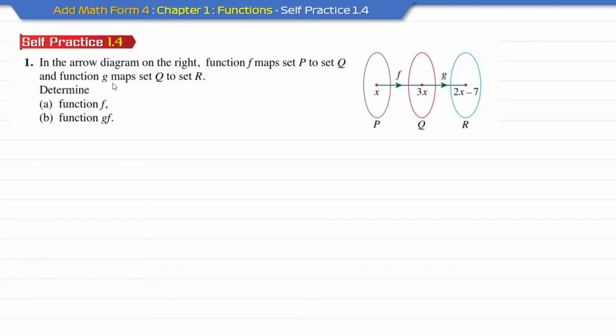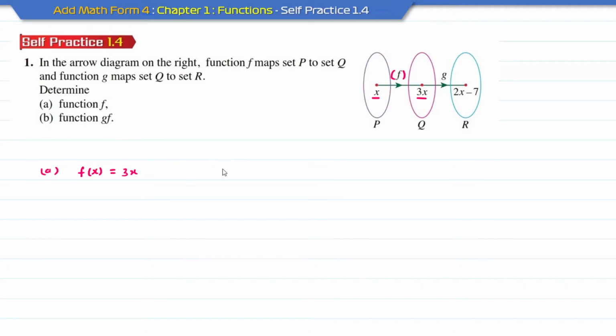Question 1. In the arrow diagram on the right, function f maps set P to set Q, and function g maps set Q to set R. So the question is asking you to determine A, the function of f. Now, based on the arrow diagram here, the function f is going to map x to 3x, which means the x is going to be the object for the f, and then this 3x is going to be the image of the f. Therefore, the function f(x) is equal to 3x.